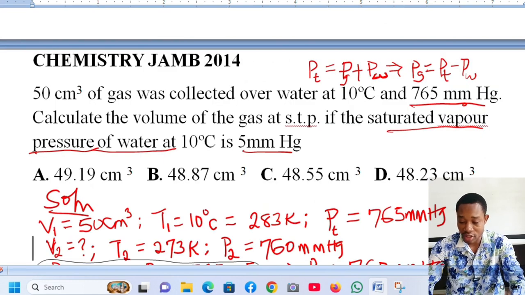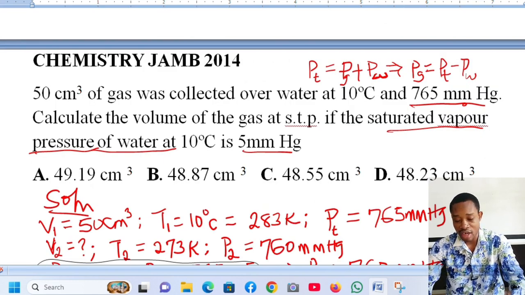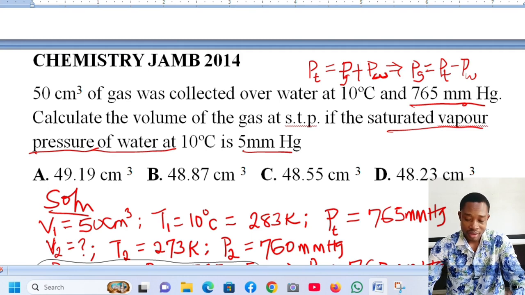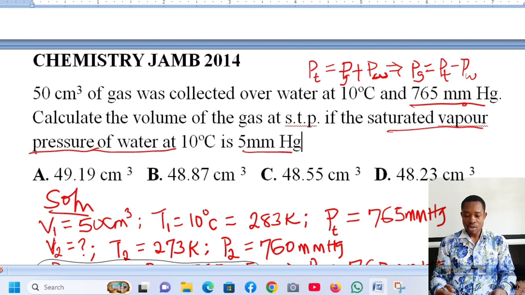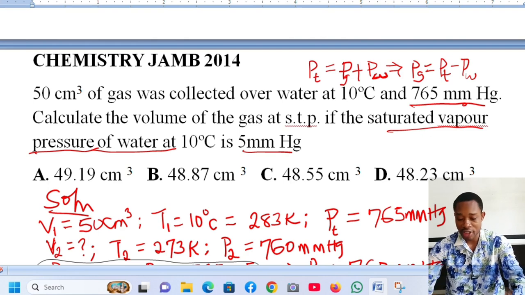The total pressure was given as 765. Then, of course, the saturated vapor pressure of water was given, subtracted from the total pressure, and you get the pressure of the gas itself, which according to the information given, is the initial pressure. Once you do that, your problem is as good as solved.